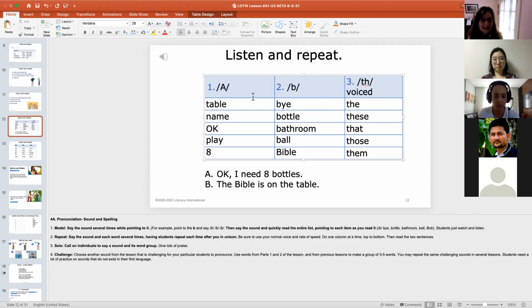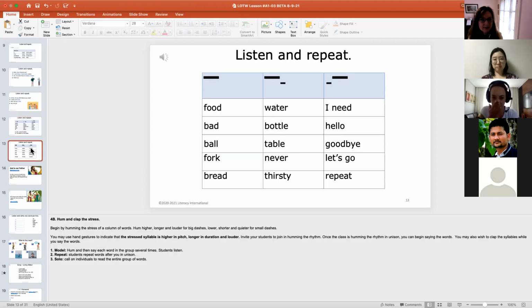So that is the first part of our pronunciation, which is the sounds. And then the second part of our pronunciation is the stress.